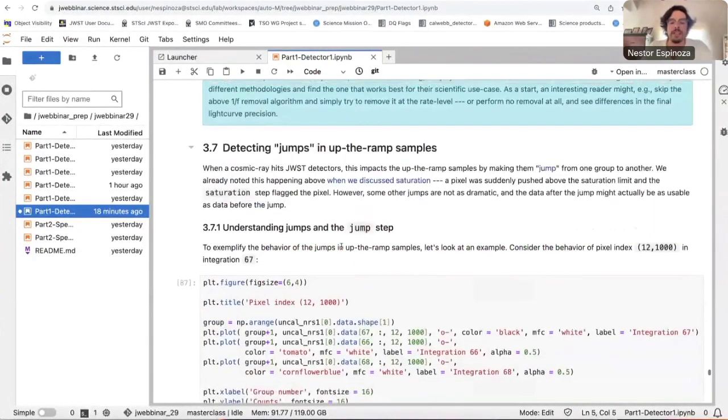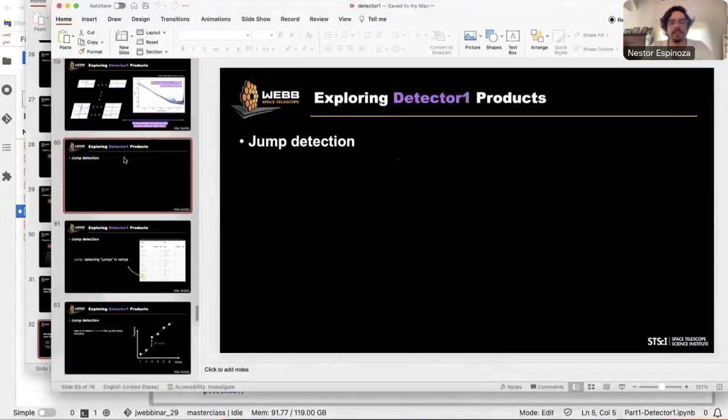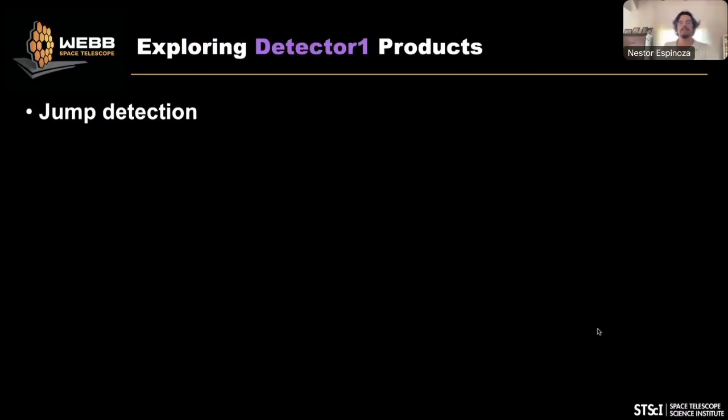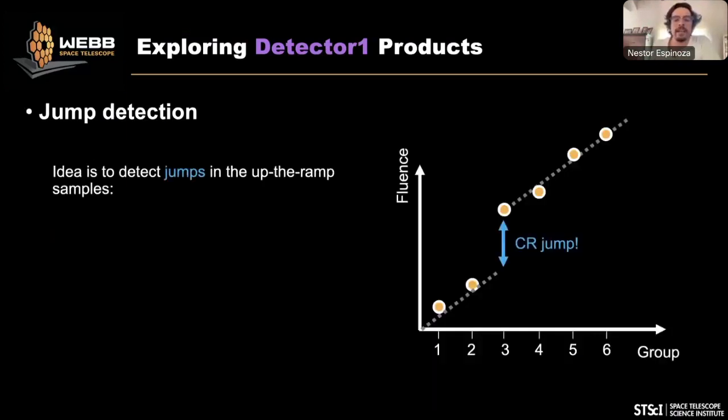The second to last step is the jump step. As the name suggests, the jump step detects jumps in your up-the-ramp samples, and we'll explain it in detail before moving on. The jump step tries to detect little jumps that might happen because of cosmic rays, or CRs. When a cosmic ray hits a given pixel, that pixel's count might jump abruptly. And if it's not saturated, the up-the-ramp sampling will keep going.